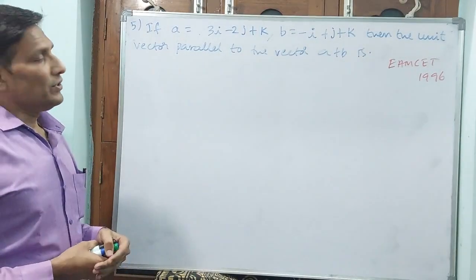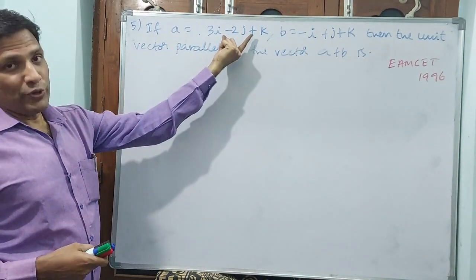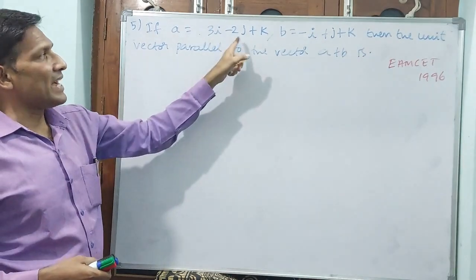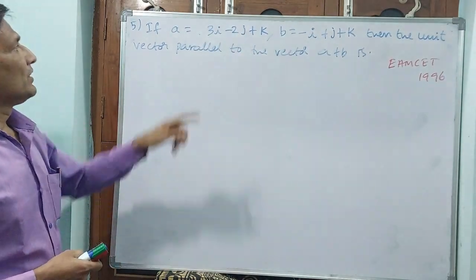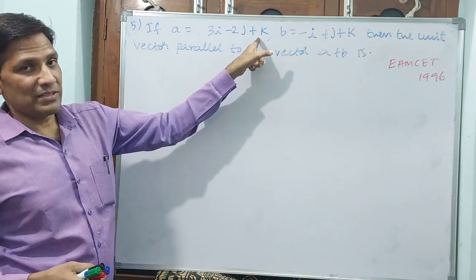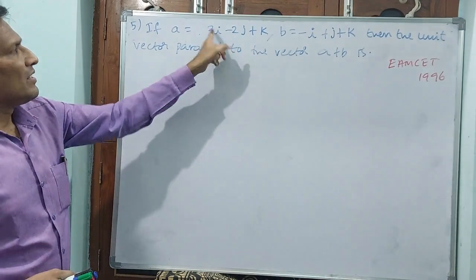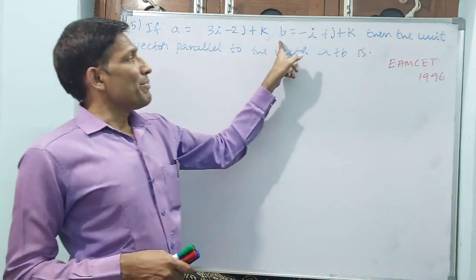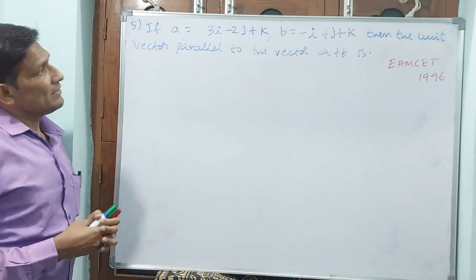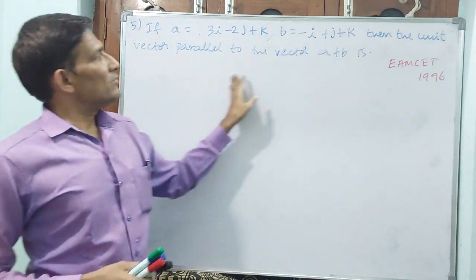Fifth question, you see. They have given vector a in terms of unit vectors. If a and b are unit vectors, they have mentioned it directly. Why? Because i, j, k means unit vectors. A is a vector with components i, j, k, with 2 times j, like that you can understand. B is minus i plus j plus k. These two are unit vectors.